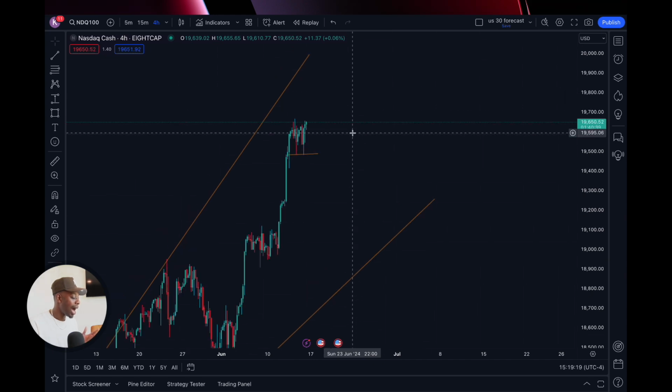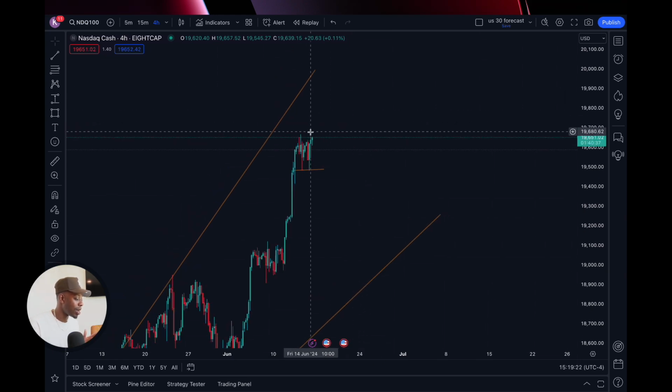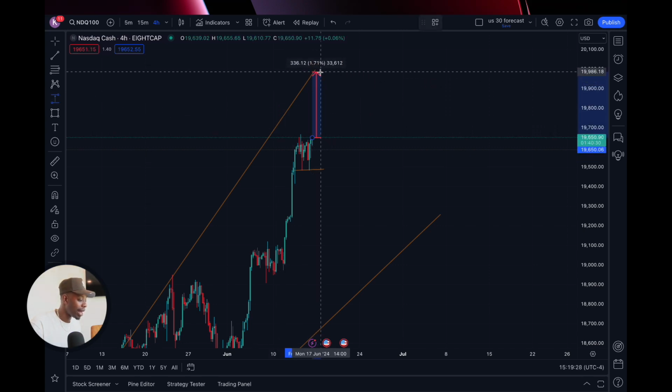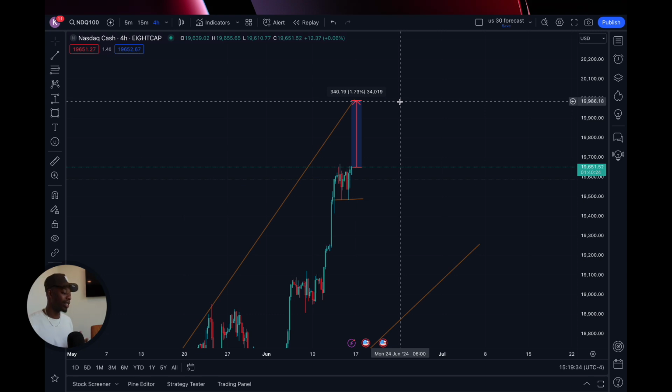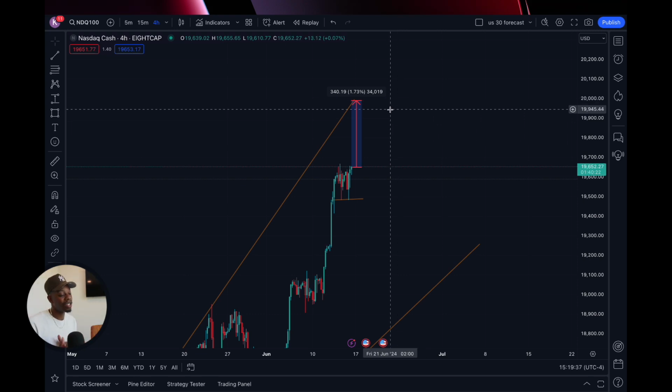So guys, I am looking at price for next week. We could get a massive push. So if we come over here right now, and let's just go up to our next strong resistance area. Guys, this is almost a 2% gain, okay? So next week, we could be getting at least between a 1 to 2% gain in US30.